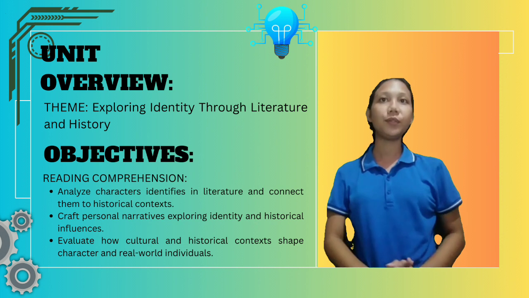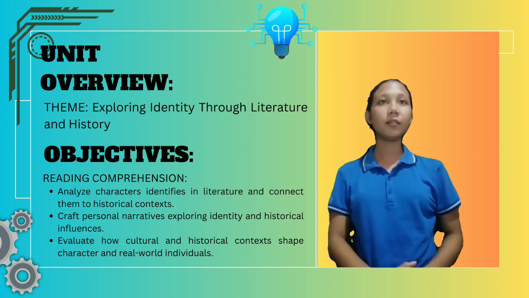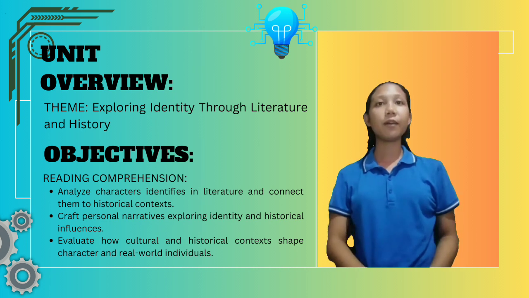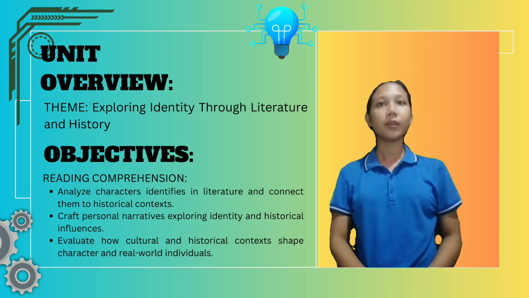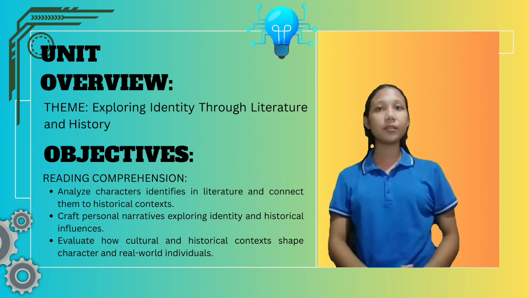Now we have the unit overview. The theme of this curriculum is exploring identity through literature and history. Now we have our objectives. First, we have reading comprehension. It underscores analyzing characters, identifying themes in literature, and connecting them to historical context. Also, students have to craft personal narratives exploring identity and historical influences. Students also have to evaluate how cultural and historical context shape characters and real-world individuals.